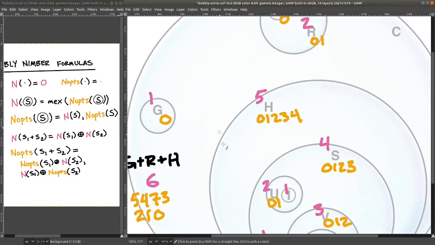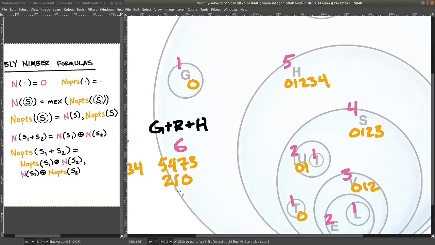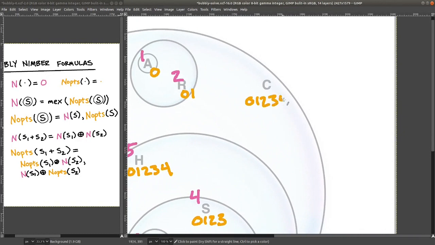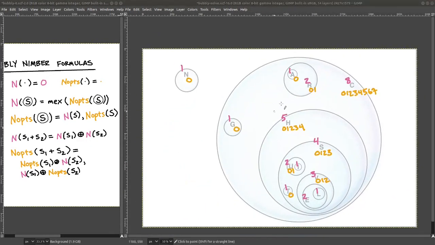C wraps that in another bubble, so C's orange numbers are going to be these numbers, so 0, 1, 2, 3, 4, 5, 6, 7. And so C's number is going to be 8. Great. One last state we need is the state consisting of the entire thing. So that's just 1 XOR 8, which is 9.